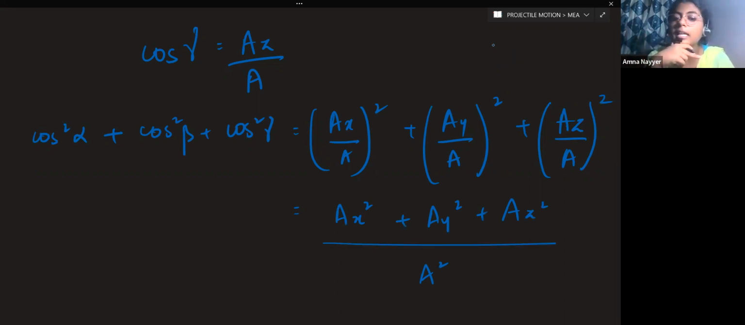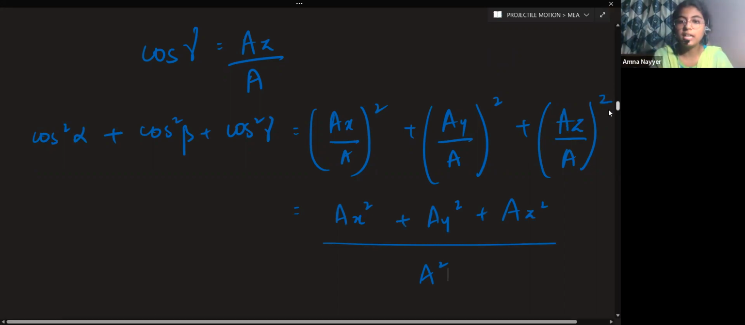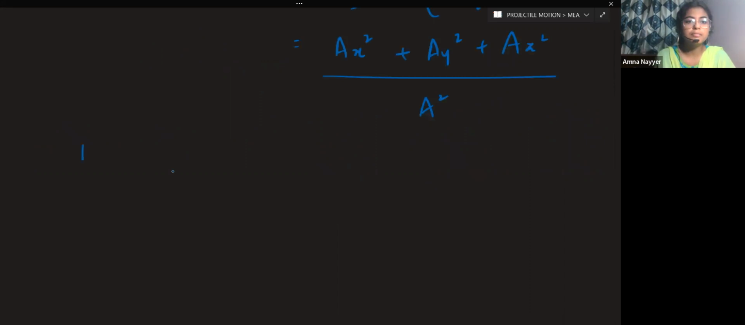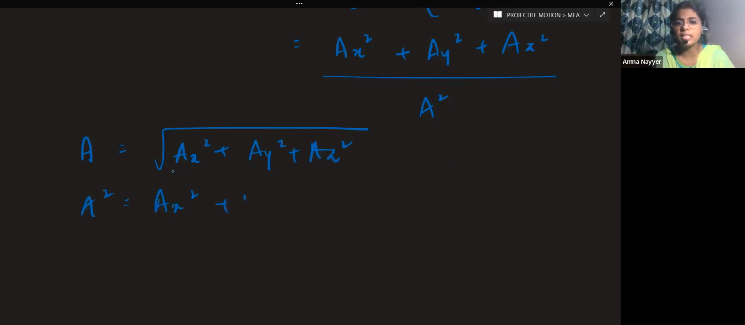What is the magnitude of a square? See, a vector's magnitude was under root ax square plus ay square plus az square. So a square will be what? The square root will get removed: ax square plus ay square plus az square. Put the value of a here.